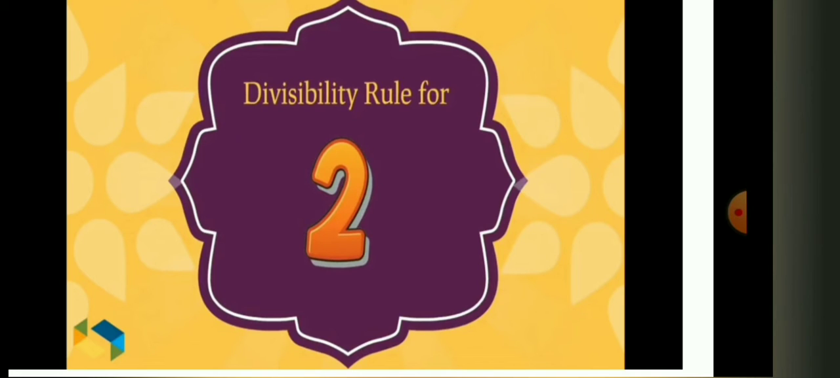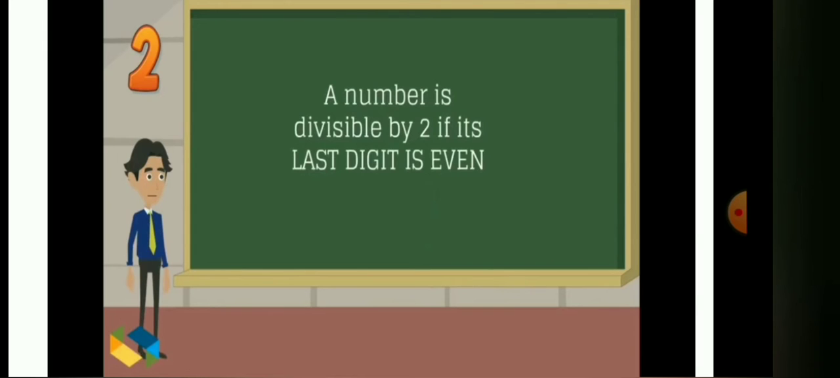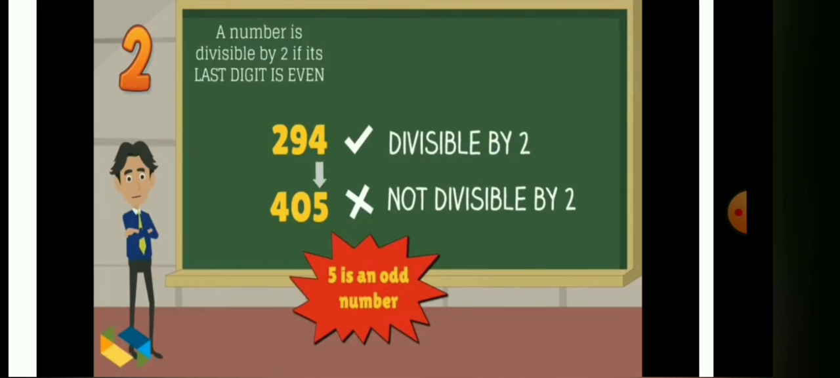First we are going to see the divisibility rule for 2. What is the divisibility rule for 2? A number is divisible by 2 if the last digit is an even number. So if you are taking any number and the last digit is an even number, that number is divisible by 2. Now just see the example. Here the number given is 294. See the units place digit, 4. 4 is an even number, so the number is divisible by 2. And see this number 405. Here 5 is given and 5 is an odd number, so it is not divisible by 2.